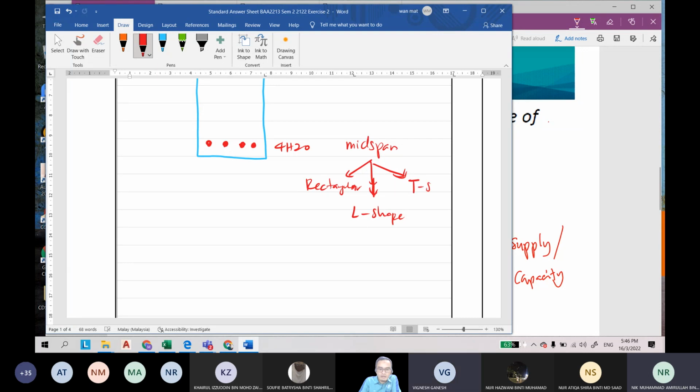T. Dia bentuk macam T, doktor. Tapi okay, saya good. Betul. T shape. Okay, T shape.